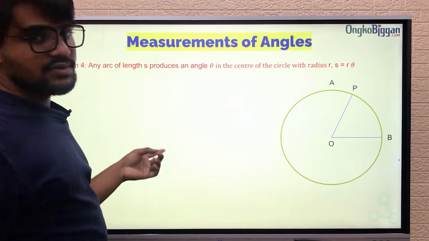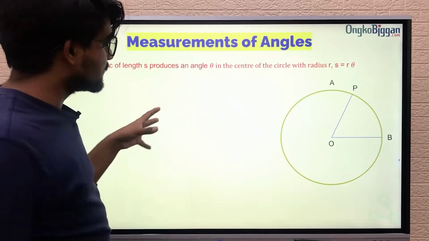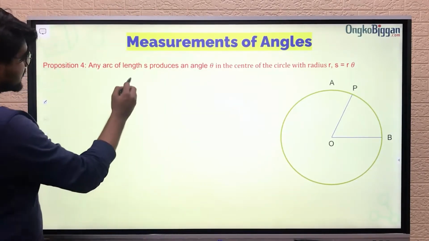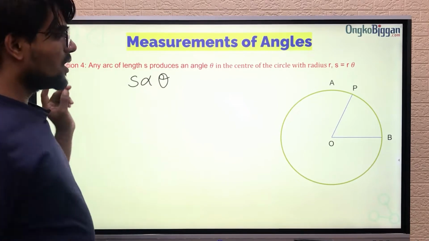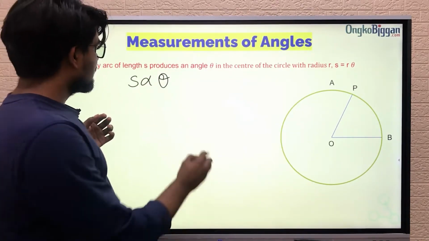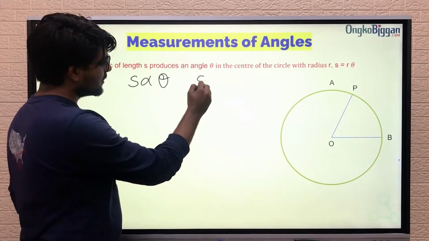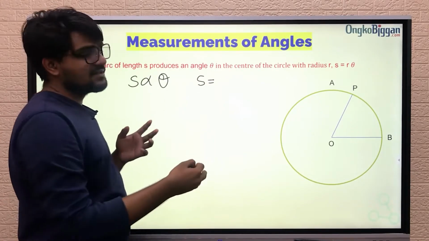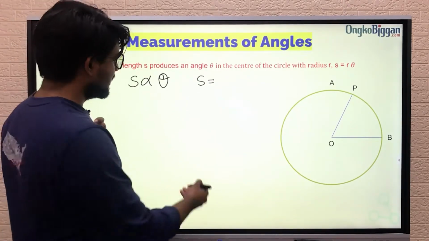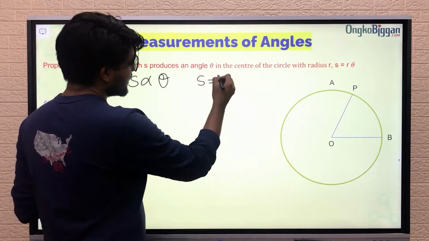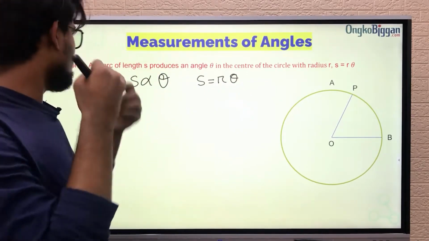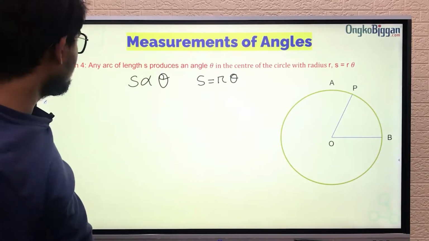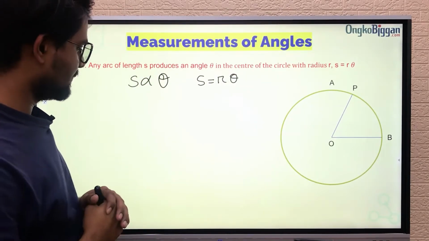So we are going to use initial proposition 2, that is S is proportional to theta, and we are going to prove that this proportional sign can be replaced by an equal sign by multiplying theta with r, the radius of the circle. So for that we are going to need something.